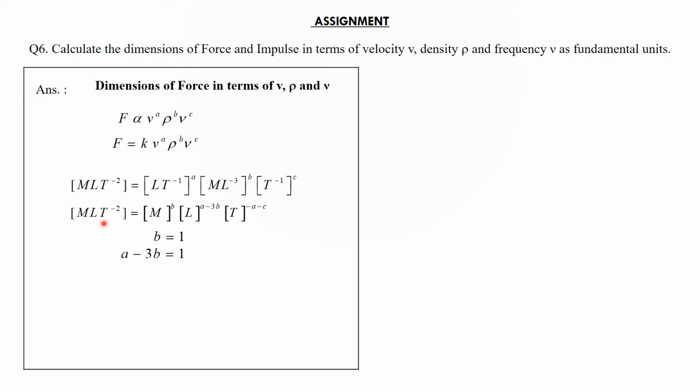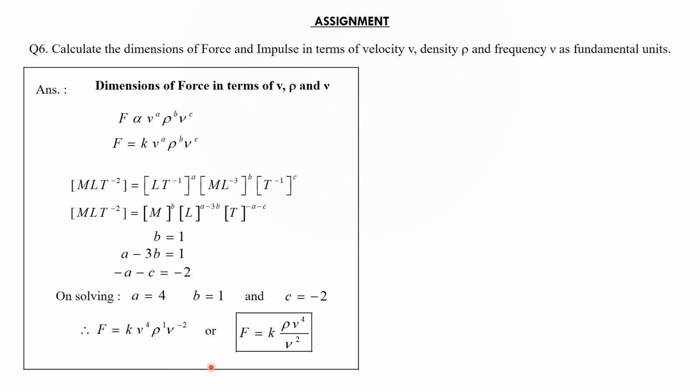is equal to 1, and minus A minus C is equal to minus 2. On solving, we get A equal to 4, B equal to 1 and C equal to minus 2. That is F equal to K V to the power of 4 rho and nu to the power of minus 2, or it can be written as F equal to K rho V4 upon nu square.